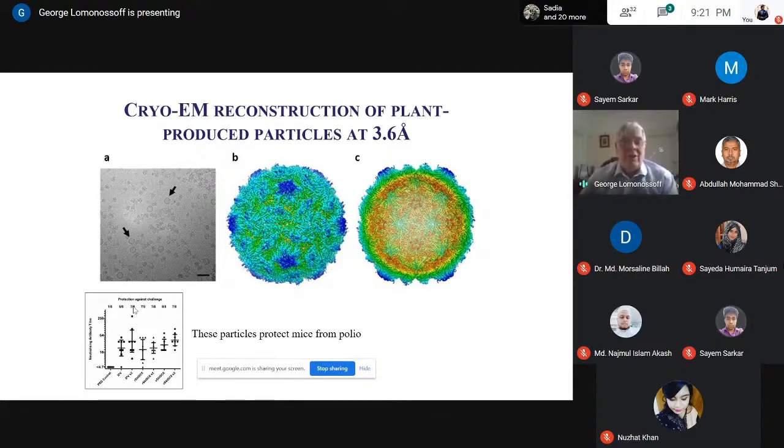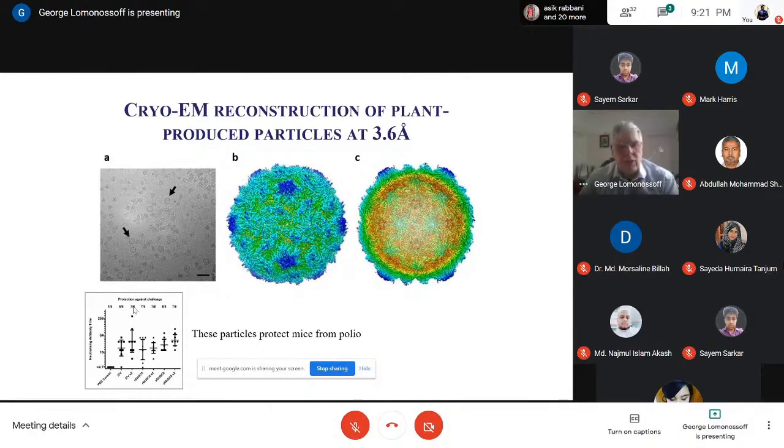So plants are a legitimate system, but you'll also get the same from material produced in yeast, and I'm sure with other systems as well. So you can express VLPs where you require a maturation cleavage as well. That will also work in plants, albeit that this normally would only occur in animal cells. Plants will support it. Okay.